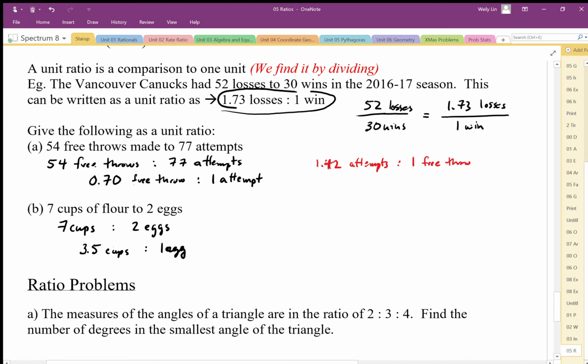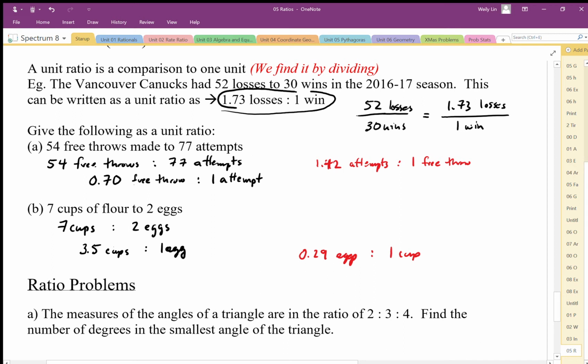Here, instead of 3.5 cups per egg, I can divide 2 eggs by 7 cups. And I end up getting 0.285, so I'm just going to round that to 0.29 eggs for 1 cup. So for every 1 cup, I only need that fraction of an egg.